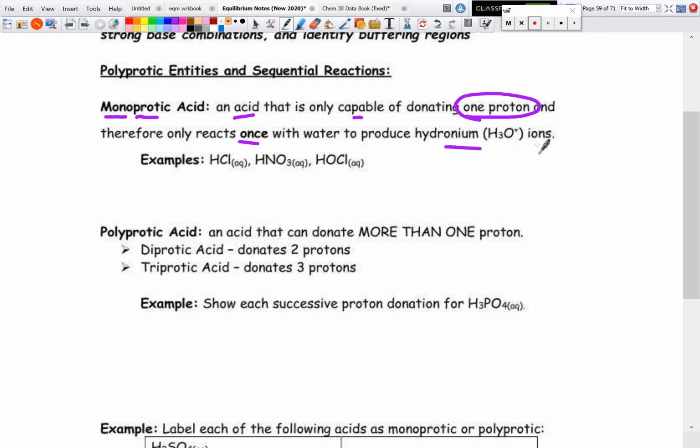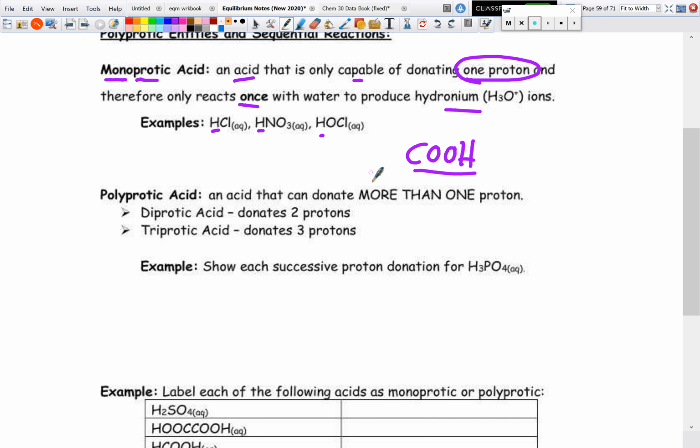So of course all of our monoprotic acids, you're going to notice they only have one acidic hydrogen on the left, or one COOH group. Now a polyprotic acid is going to be an acid that can donate more than one proton. So you're going to be looking at acids that have more than one hydrogen in their formula. So like more than one hydrogen on the left or more than one COOH group. So you can have that kind of group definition of polyprotic, or you can be a little more specific based on the actual acid.